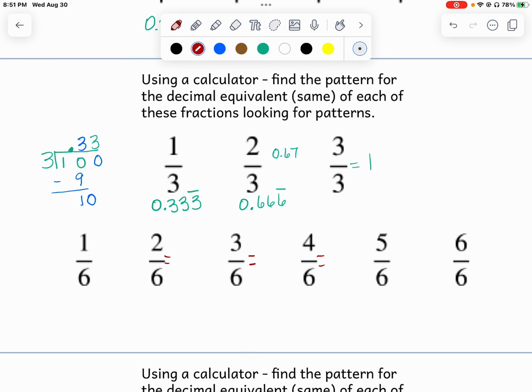Did you guys figure out that 2/6 reduces to 1/3? And we already know 1/3 to be 0.33 repeating. Going over here, 4/6 reduces to 2/3, and oh yeah, we already know that. 0.666 repeating.